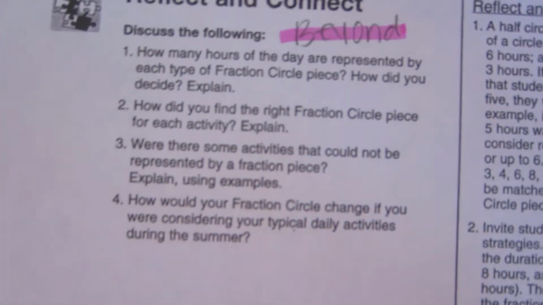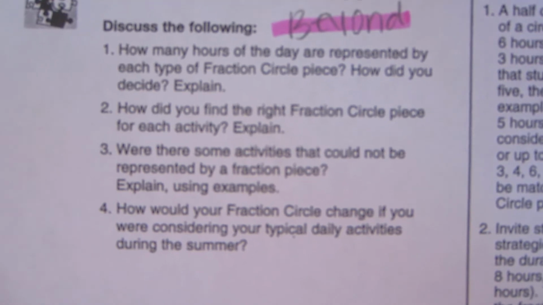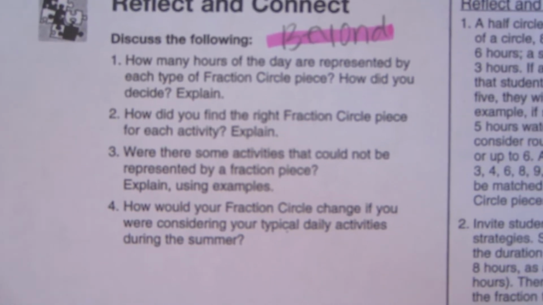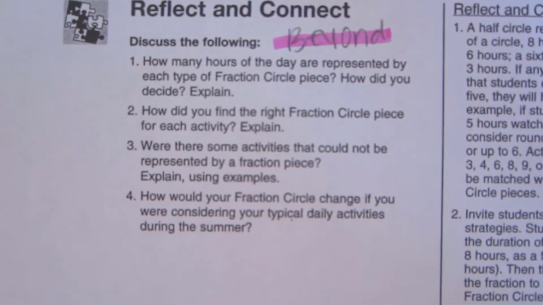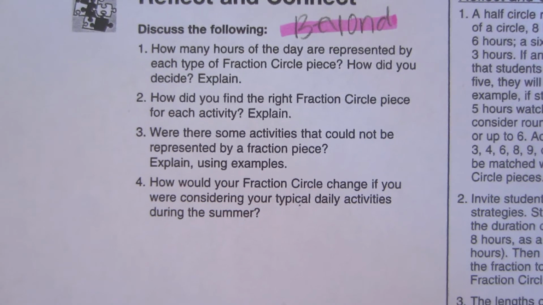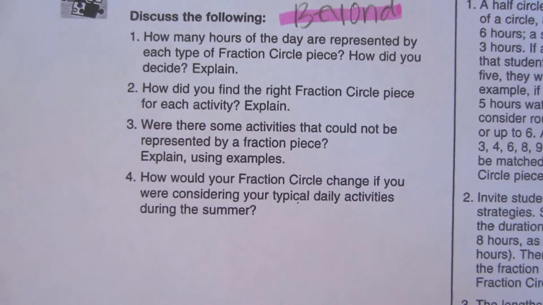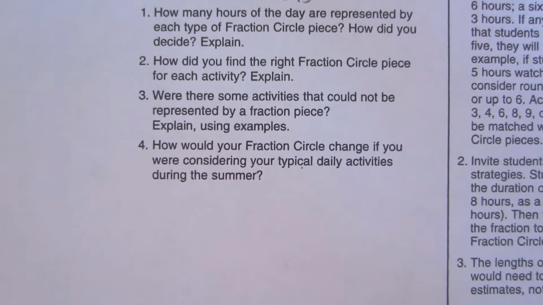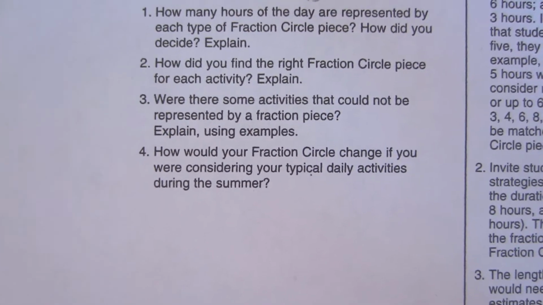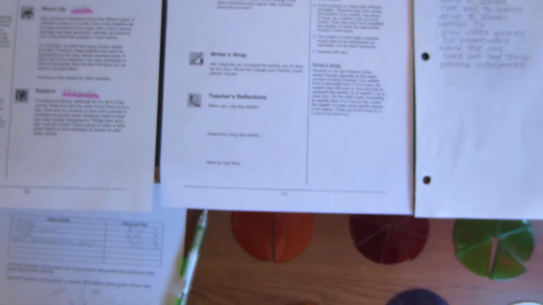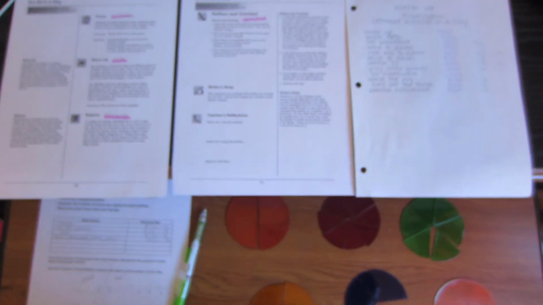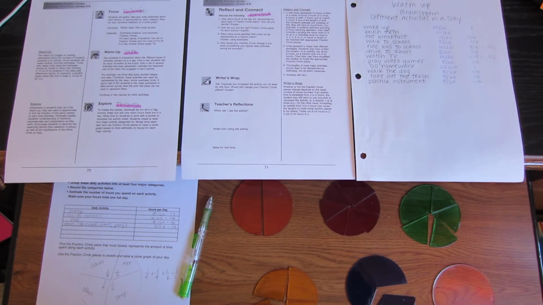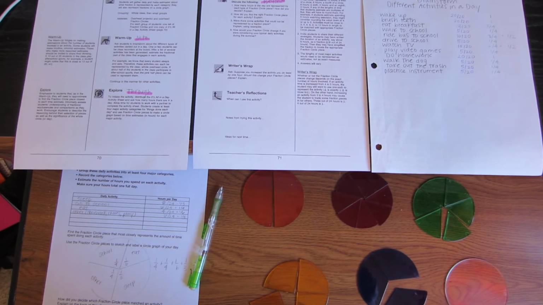The next part would be the beyond part, which says answer these questions, and that's something that the students would do on their own. How many hours of the day are represented by each type of fraction circle piece? Kind of explained that already. How did you find the right fraction circle piece? Explained that already also. So this is just something that I would want the students to do on their own as the beyond activity, to actually show me that they understood what they did for this activity.